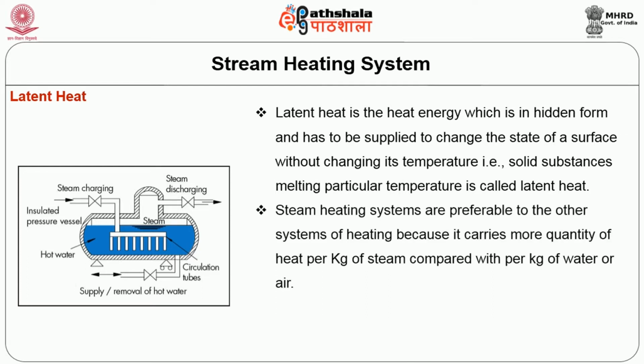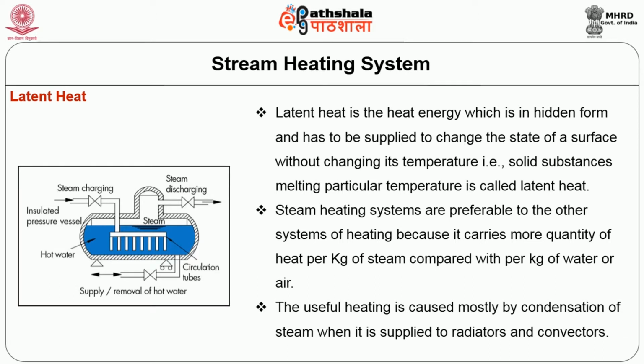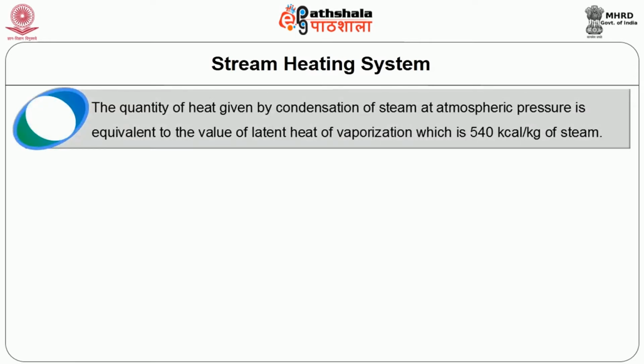Steam heating systems are preferable to the other systems of heating because steam carries more heat per kg compared with a kg of water or air. The useful heating is caused mostly by condensation of steam when it is supplied to radiators and convectors. The quantity of heat given by condensation of steam at atmospheric pressure is equivalent to the latent heat of vaporization, which is 540 kilocalories per kg of steam.